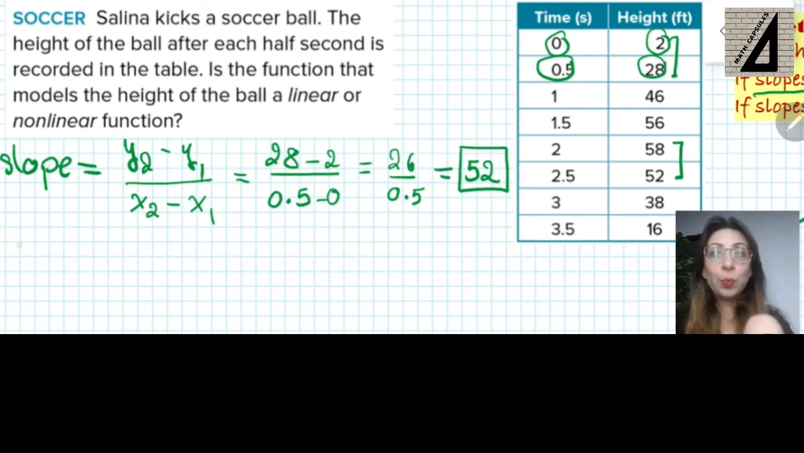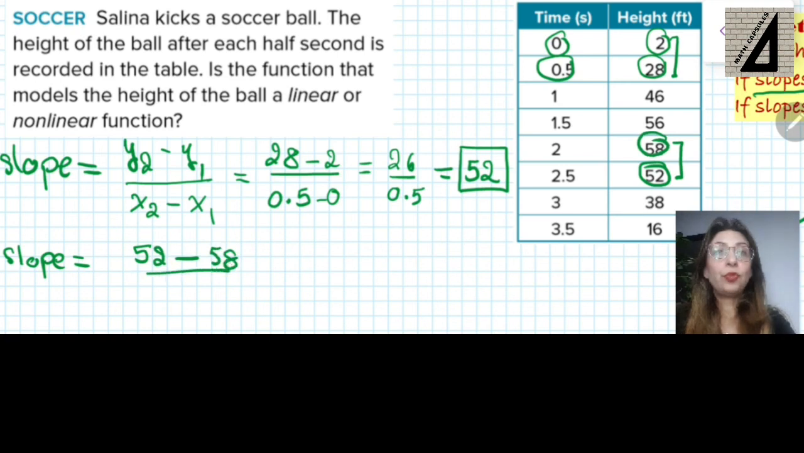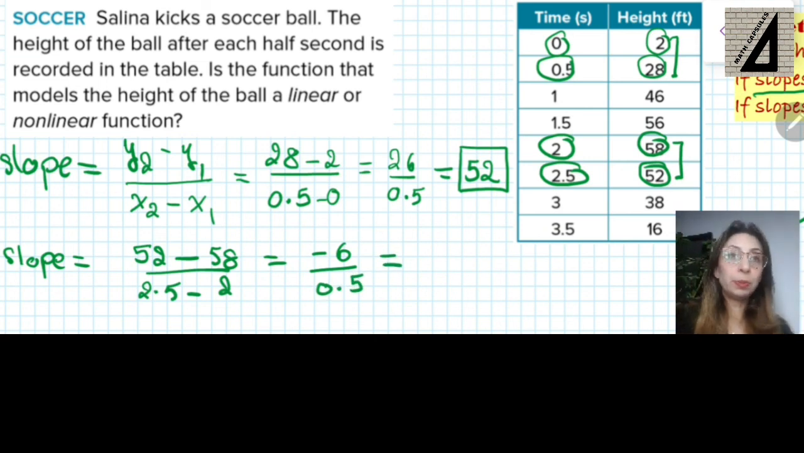Let us find the slope of another pair. I will choose these 2 points. We'll take y2, that is 52, minus y1, that is 58, over x2, that is 2.5, minus x1, that is 2. Now 52 minus 58 is negative 6, over 2.5 minus 2 which is 0.5. Again, as if we are multiplying negative 6 by 2, which is negative 12.